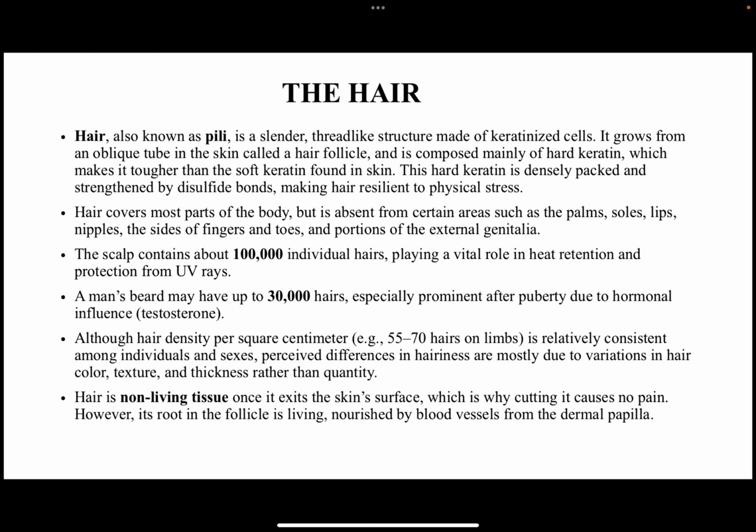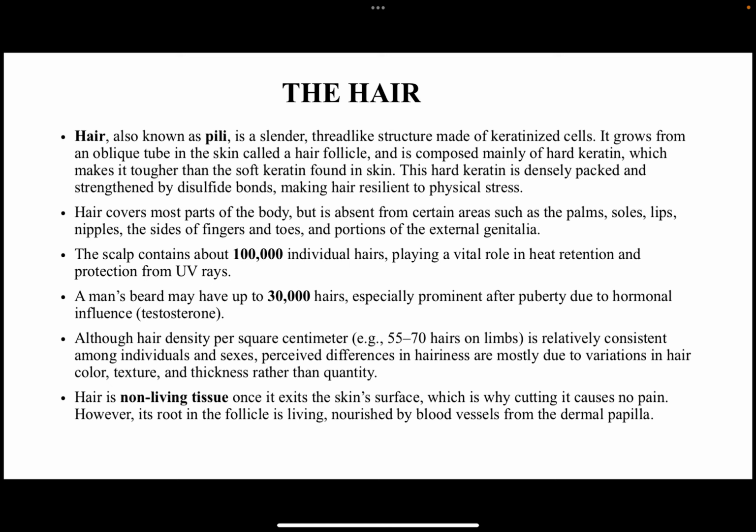Now let's look at the hair. The next organ of the integumentary system is the hair. In fact, the hair is also known as pili. It's a slender thread-like structure made up of keratinized cells. The hair grows from an oblique tube in the skin called a hair follicle.